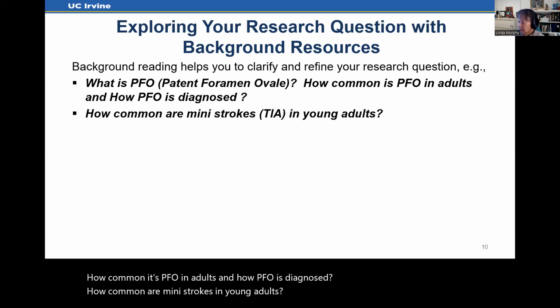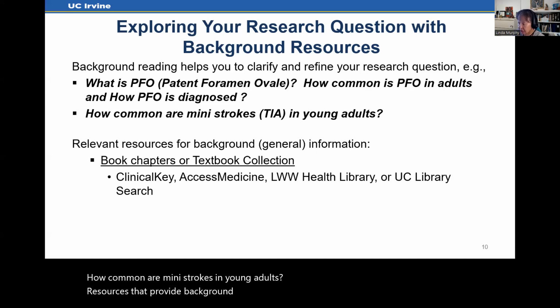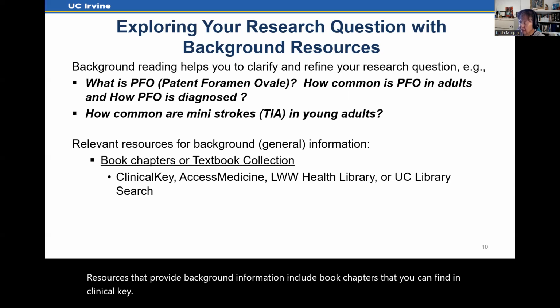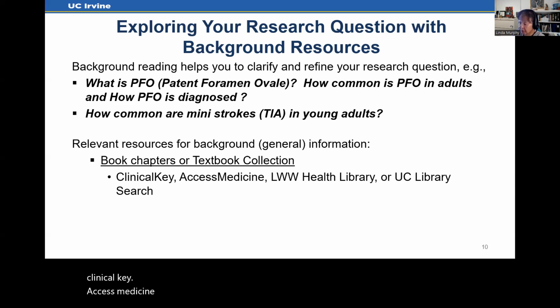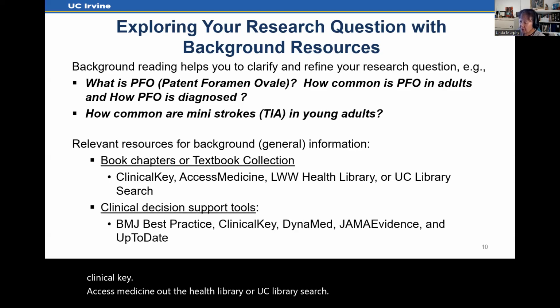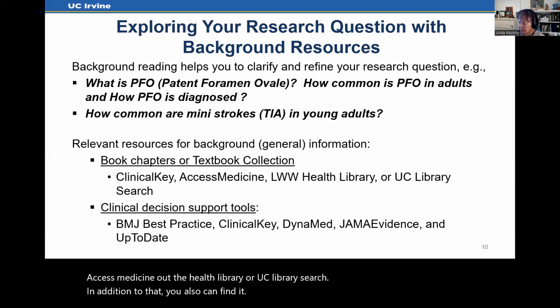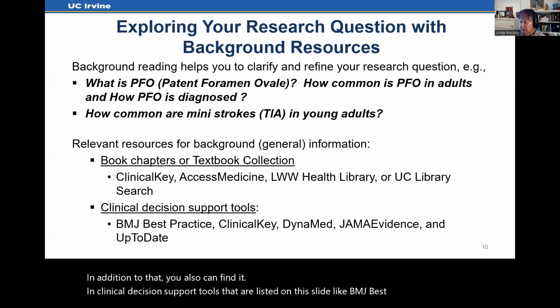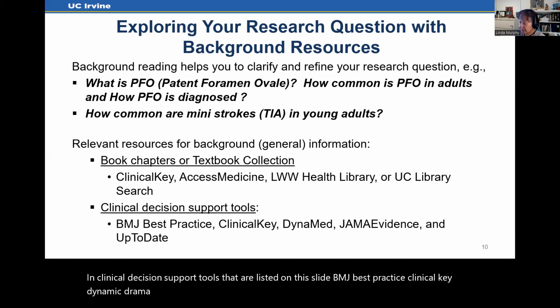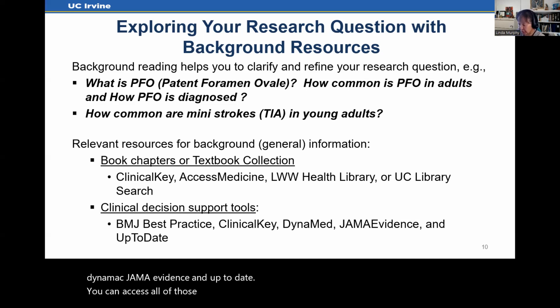Resources that provide background information include book chapters that you can find in ClinicalKey, AccessMedicine, LWW Health Library, or UC Library Search. In addition to that, you can also find it in clinical decision support tools that are listed on this slide, like BMJ's Best Practice, ClinicalKey, DynaMed, JAMA Evidence, and UpToDate. You can access all of these resources from the Groningen Medical Library core resource page.